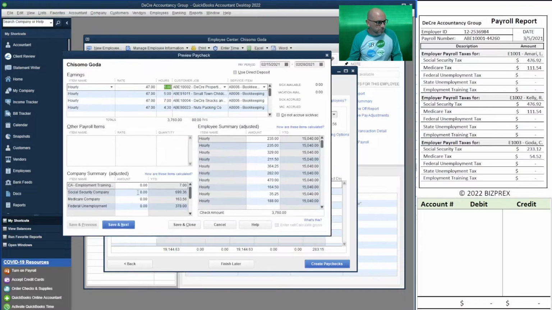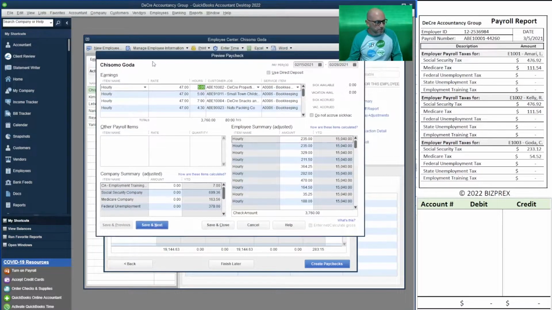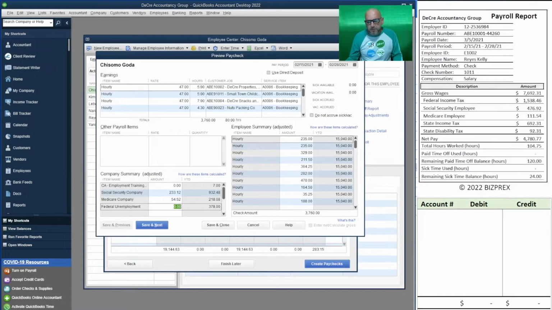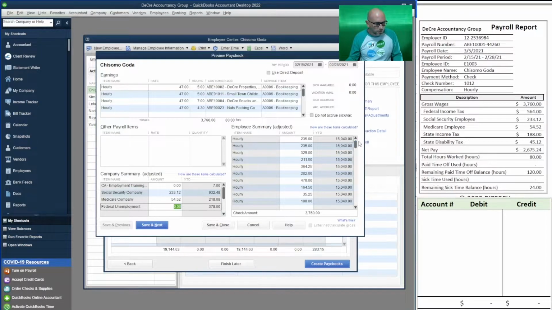So let's start with Chisomo, something that you're very familiar with. Here it is. This is the earnings. Let's enter the employer taxes. Here they are. Social Security, Medicare. Right, here it is. And this is Chisomo's individual. Okay. Federal, these are withholdings. Net pay 2,675.24 matches.